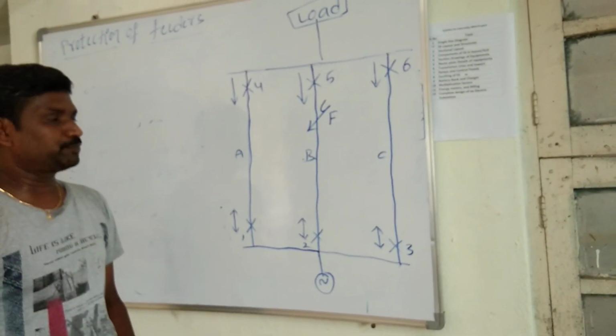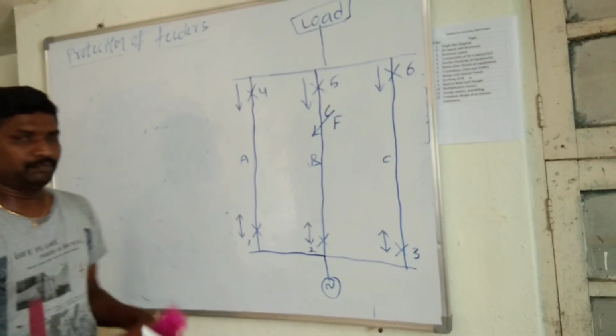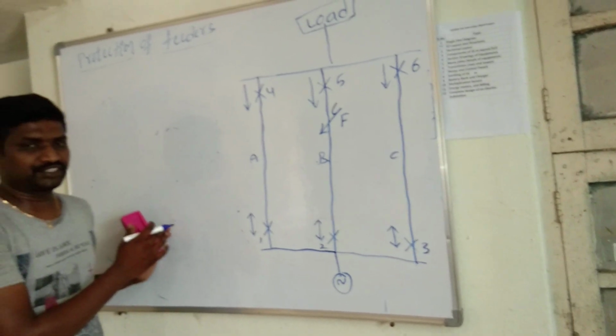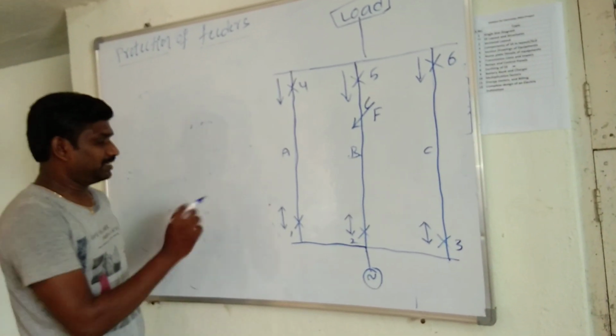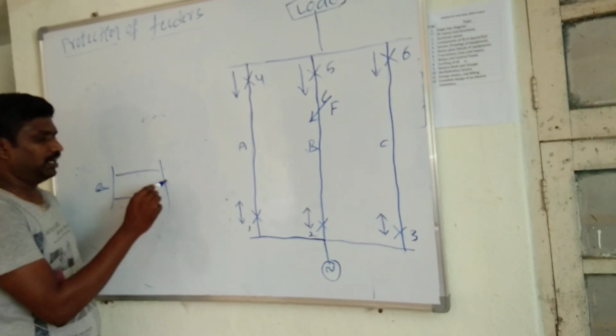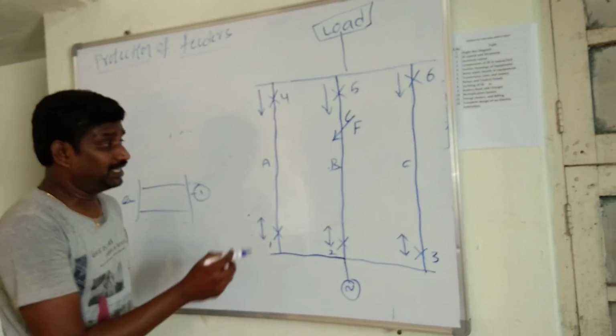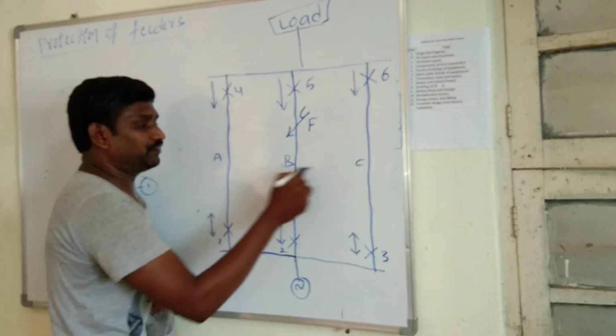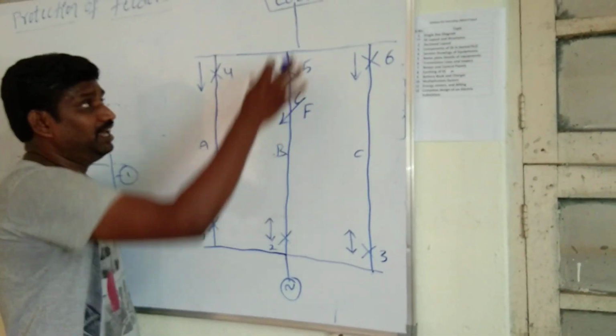Okay, here it is, protection of parallel feeders. Before, we were discussing protection of parallel feeders where there are only two feeders connected between the generating station and load center. Here there are three feeders, and the three feeders are connected between the generating station and load center.